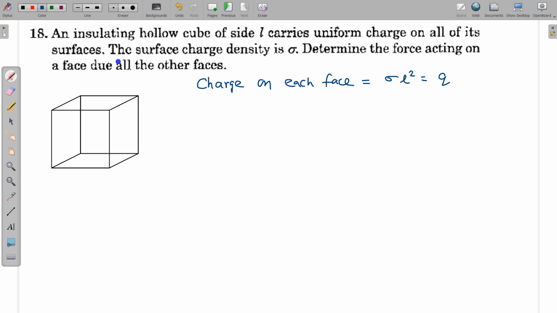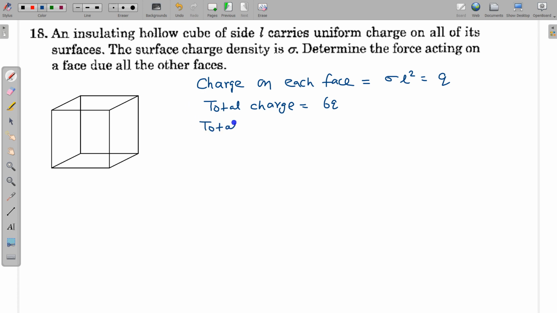So if we look here, on each face the charge is Q, and the net total charge will be 6Q. So the total charge here will be 6Q. On each face the charge is Q. So the total charge is 6Q. So the flux through this cube will be the total flux through all the faces.